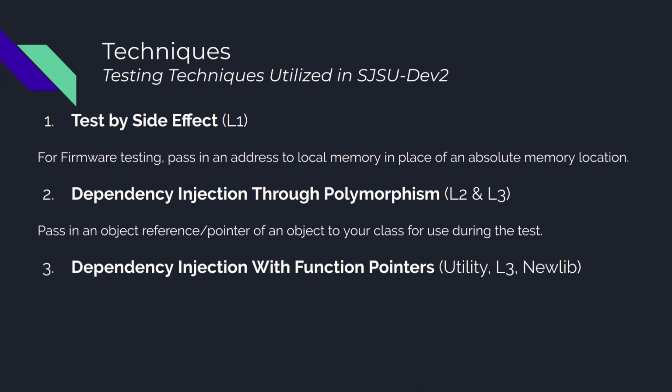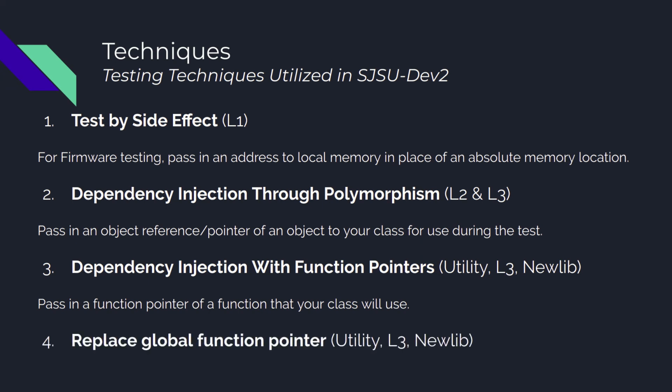And finally, dependency injection with function pointers. This can be used for L3, newlib, and utility. Basically, you pass in a function pointer of a function that your class will use, or some object or function or whatever it will use. And then finally, there is replace global function pointer. So if we ever do have a global function that needs to be called in multiple different locations, the alternative in SJDev2 is actually to make them into function pointers.